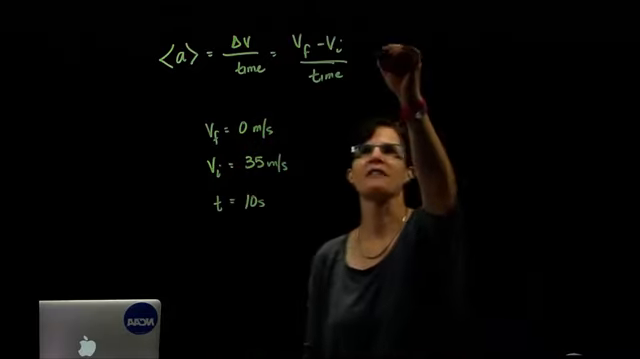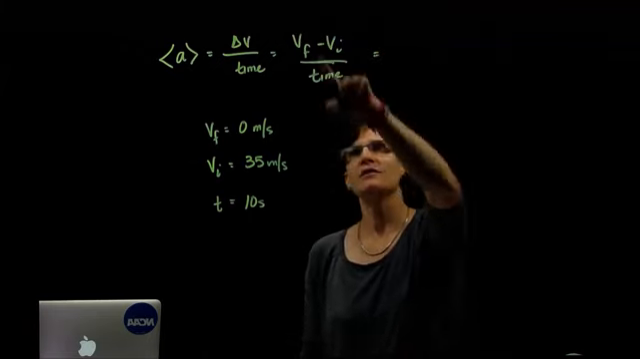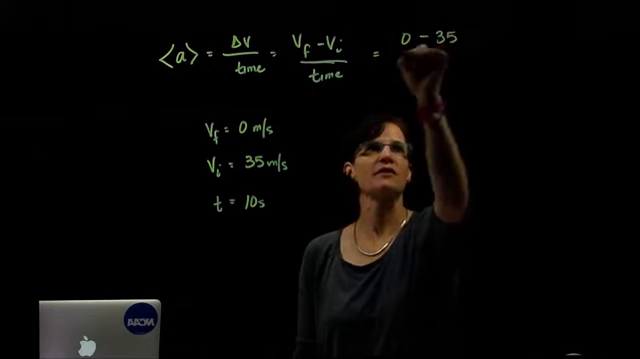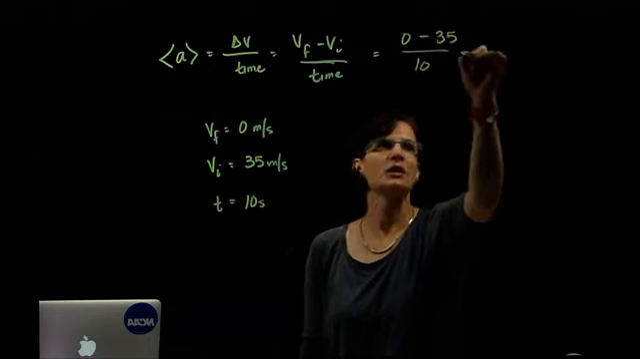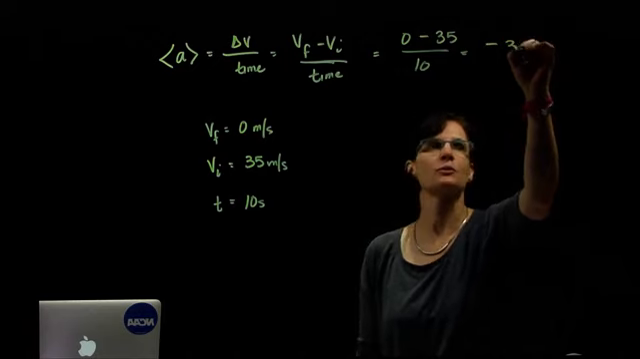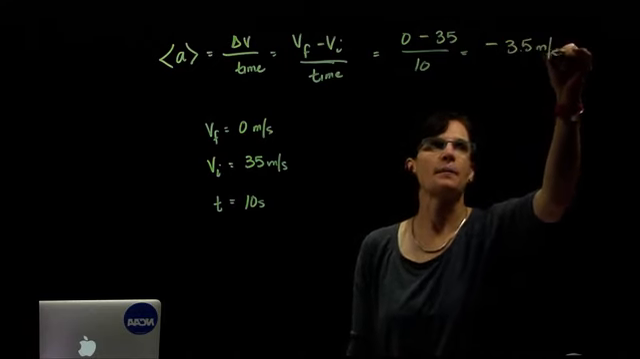So what is our average acceleration? V final is 0. V initial is 35, all over 10. We get an average acceleration of negative 3.5 meters per second squared.